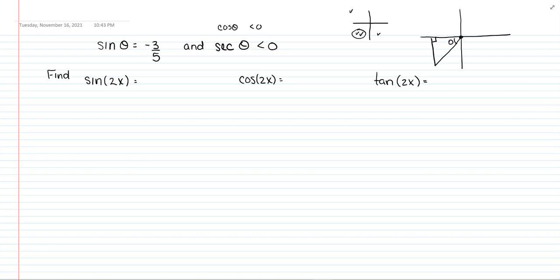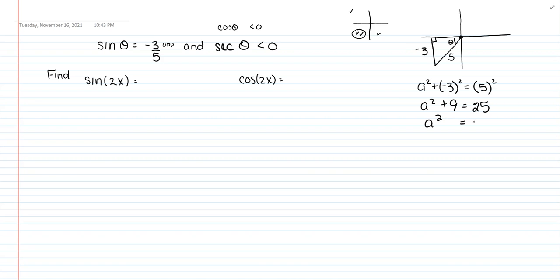So here's my theta. Opposite is negative 3, and that makes sense because we're going down. Hypotenuse is always positive, and then I need to figure out the third side. All right, so I'm just going to kind of do this. I'm going to take out this. We'll come back to that in a minute. So it's my a squared plus negative 3 squared equals 5 squared. A squared plus 9 equals 25.